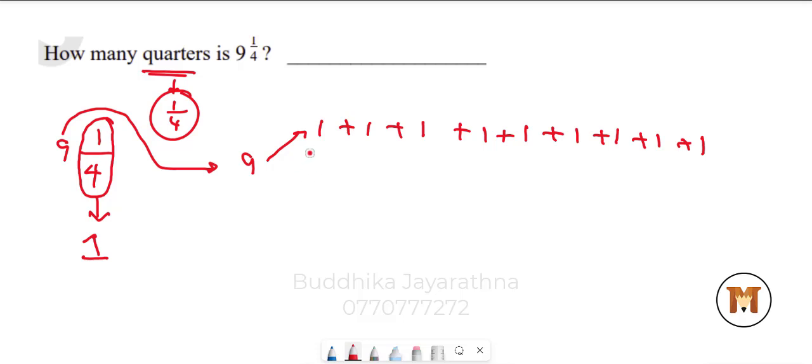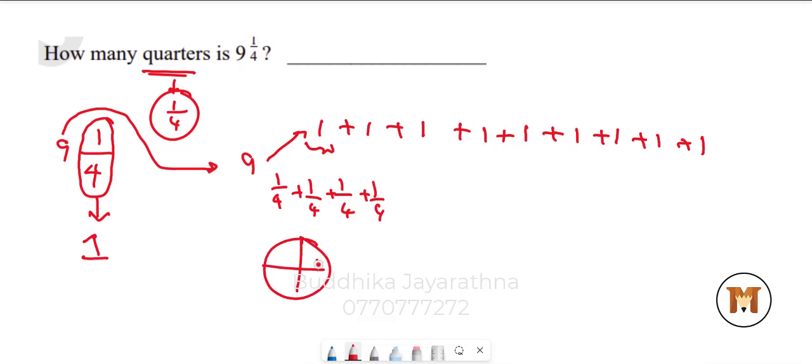So you know 1 is made by adding 4 quarters. So 4 quarters are there in 1, right? Let me draw it. This was the quarter. So now 4 quarters are in the 1. To make 1, you need to have 4 quarters.